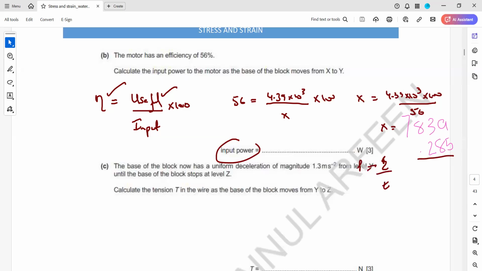What was the time in the question? It was 0.49 seconds. So we divide by 0.49. So 16,000 watts. Okay. 15,999 watts, or 16,000, or you can also say 1.59 times 10 to the power 4. So that is the input power.